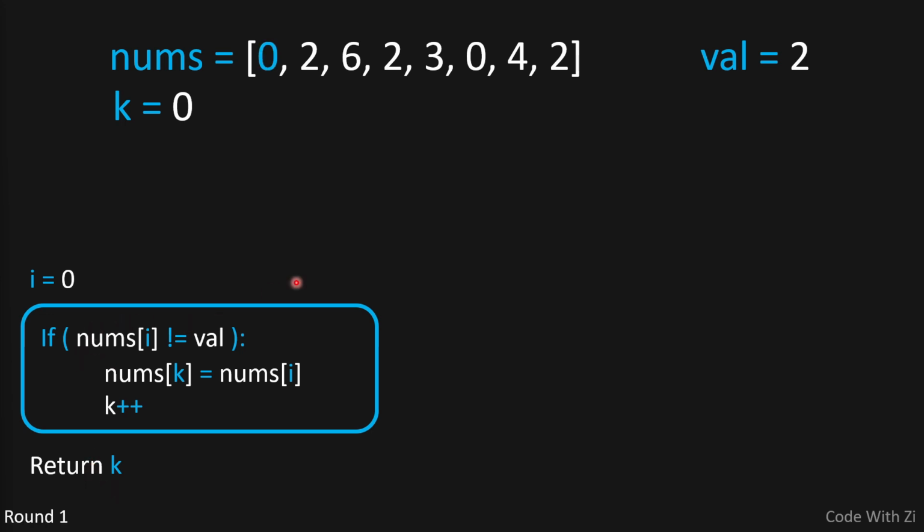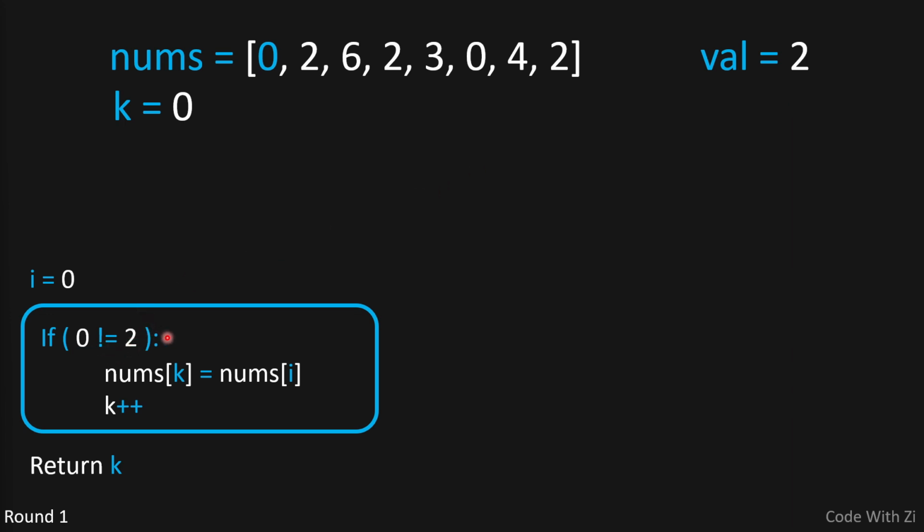Now, let's visualize everything. As you can see, we are in the first round of our for loop, and our I is equal to 0, and because I is equal to 0, nums of I is pointing to this number here, because this is the number with the index of 0. So here we ask ourselves, is nums of I, meaning 0, not equal to value? Well, our value is 2. So is 0 not equal to 2? Well, this statement is correct.